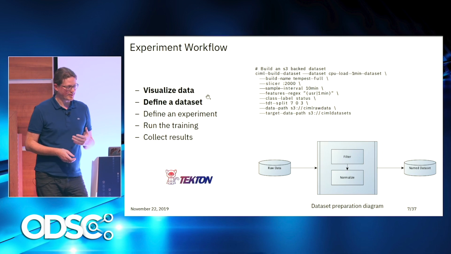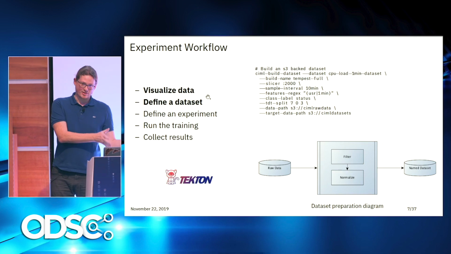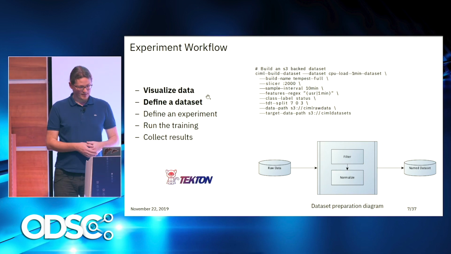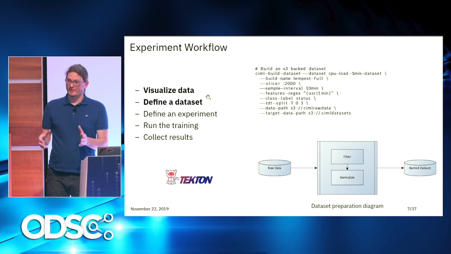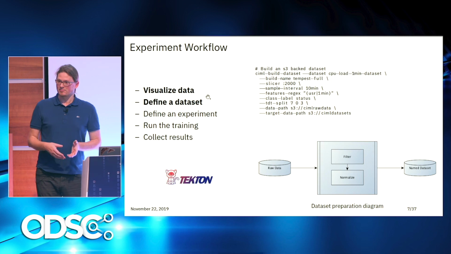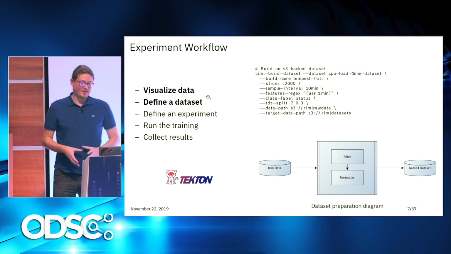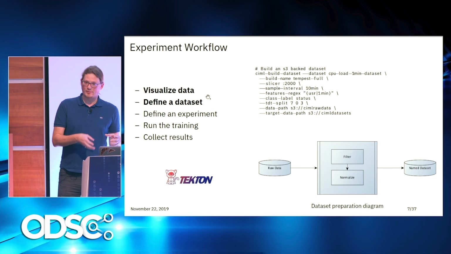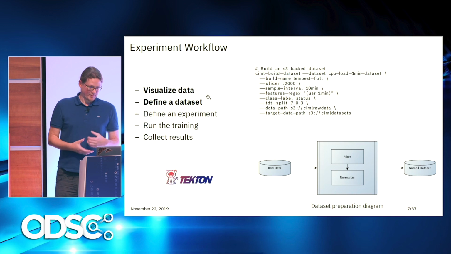The things that we do when we create a data set: we define the size of the data set starting from the original raw data. We apply some filtering, we normalize the data, and we store the result into a named data set, again, in a bucket on the cloud, so in an object storage in the cloud. This way, we have a reusable unit that we call the data set that we can then use to run multiple experiments on.